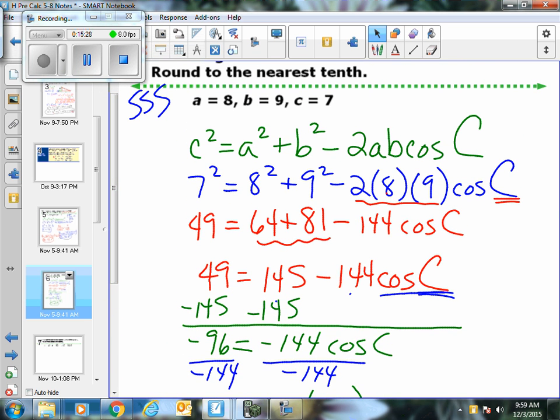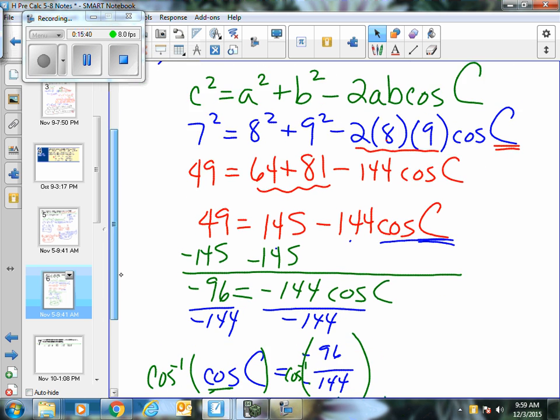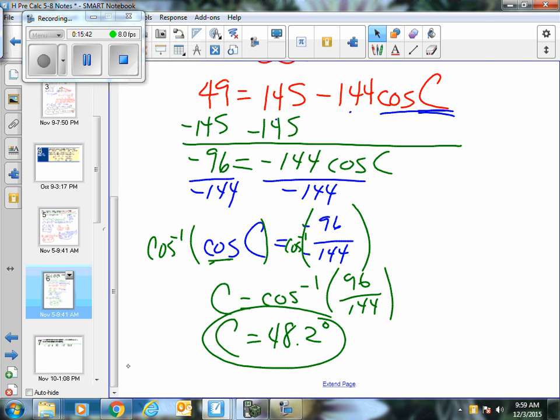I just found angle C, so I know everything about C. What I don't have is angle A and angle B. So I'm going to find the next smallest angle. Between A and B, which would be smaller? It would be angle A because side A is shorter. So I'm going to go ahead and find angle A next.